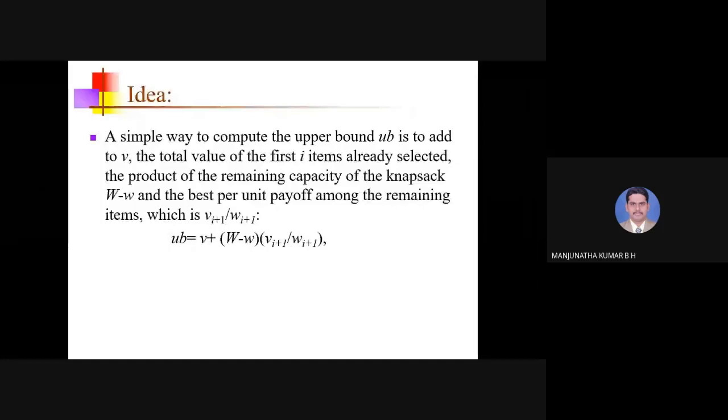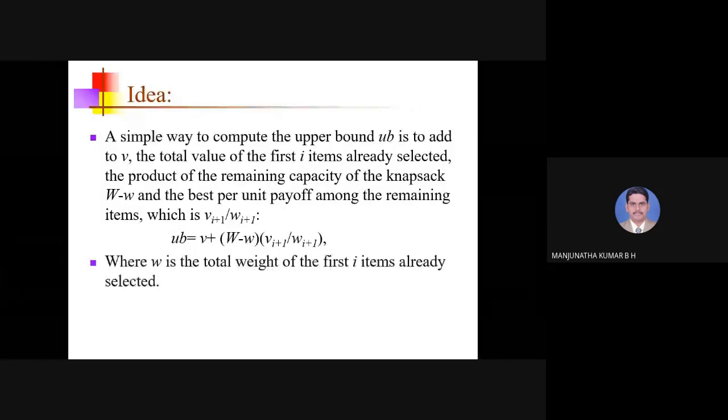Okay. So that remaining capacity is multiplied with the profit weight ratio of the next item. If you are calculating the upper bound for the ith item, then you have to multiply it with the profit weight ratio of the I plus 1th item. So the value of this formula will be the upper bound value. I am going to use this formula in solving the problem, then you can clearly understand. Okay. So I have explained all these terms.